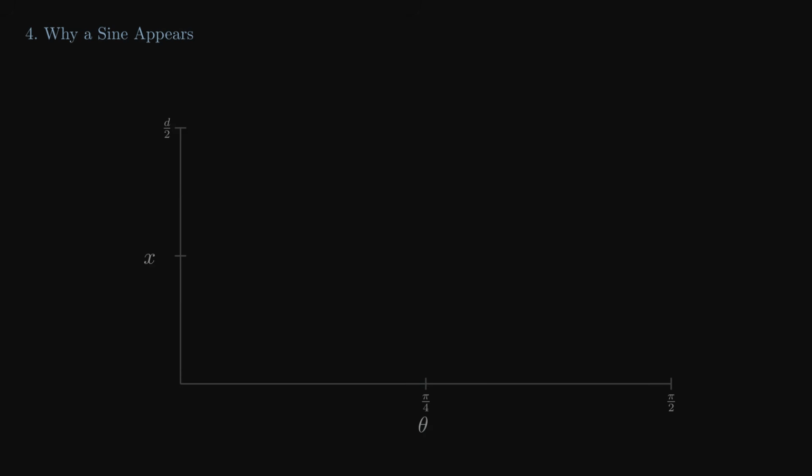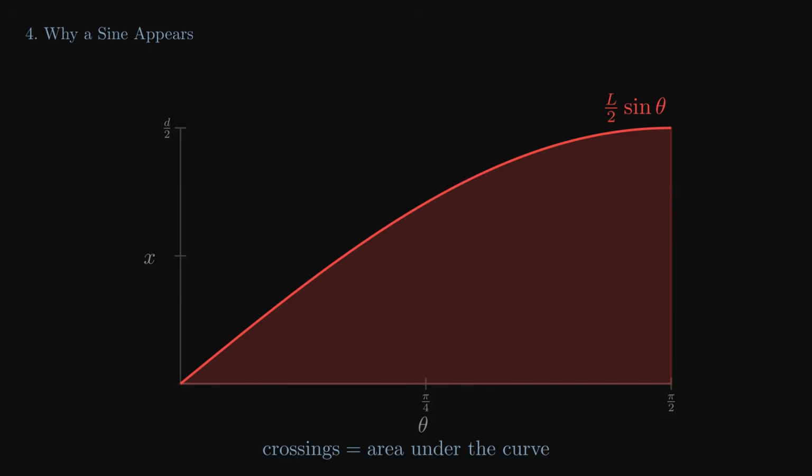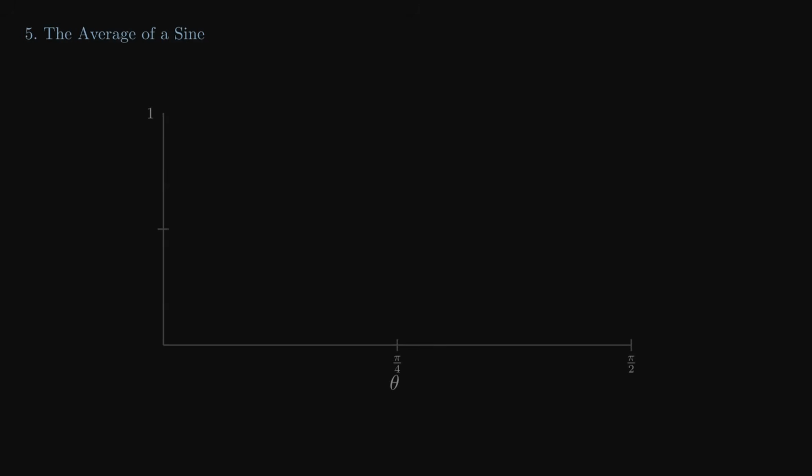The crossings are the landings sitting underneath the curve given by half the length times the sine of the angle. So the probability of crossing is just the fraction of the rectangle that lies beneath that sine curve. A crossing question has become an area question. So we need the area under a sine curve, and that is exactly where pi walks in.